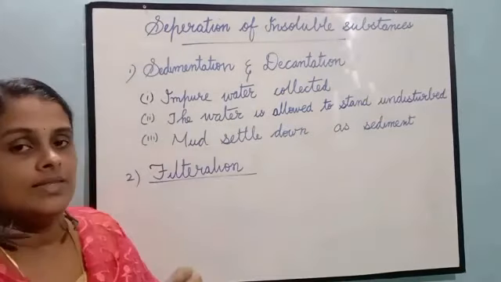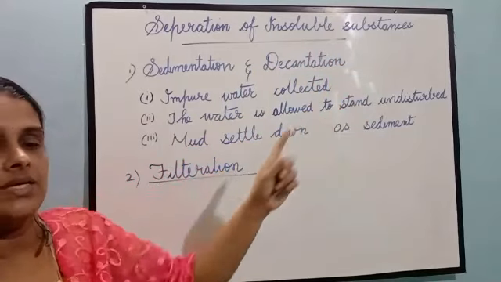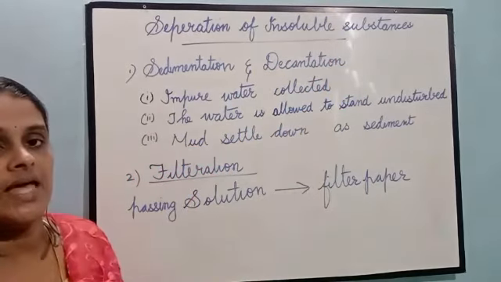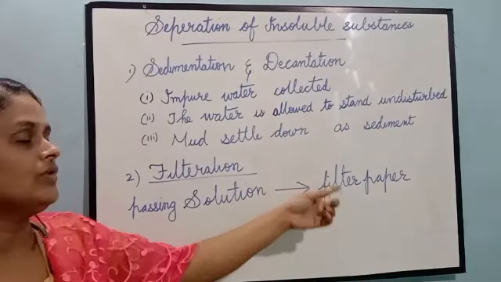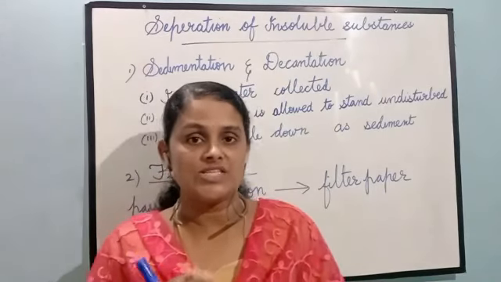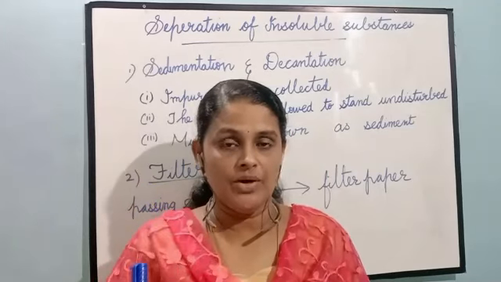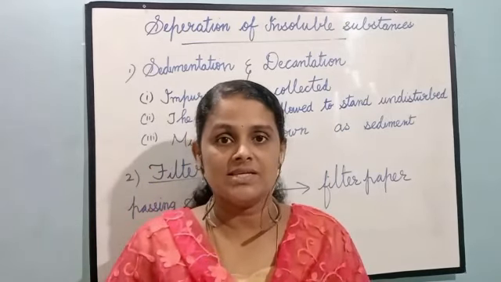Filtration. The second method for the separation of insoluble substance is filtration. In filtration, insoluble substance can be removed by passing the solution through filter paper. When we allow the solution to pass through filter paper, the insoluble substance will be collected on the filter paper and the clear water will pass through it and be collected in the flask.